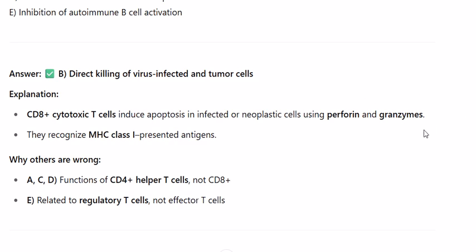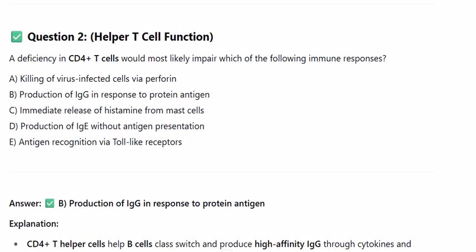Helper T cell function. A deficiency in CD4+ T cells would most likely impair which of the following immune responses? A, killing of virus-infected cells via perforin. B, production of IgG in response to protein antigen. C, immediate release of histamine from mast cells. D, production of IgE without antigen presentation. E, antigen recognition via toll-like receptors. B, production of IgG in response to protein antigen.